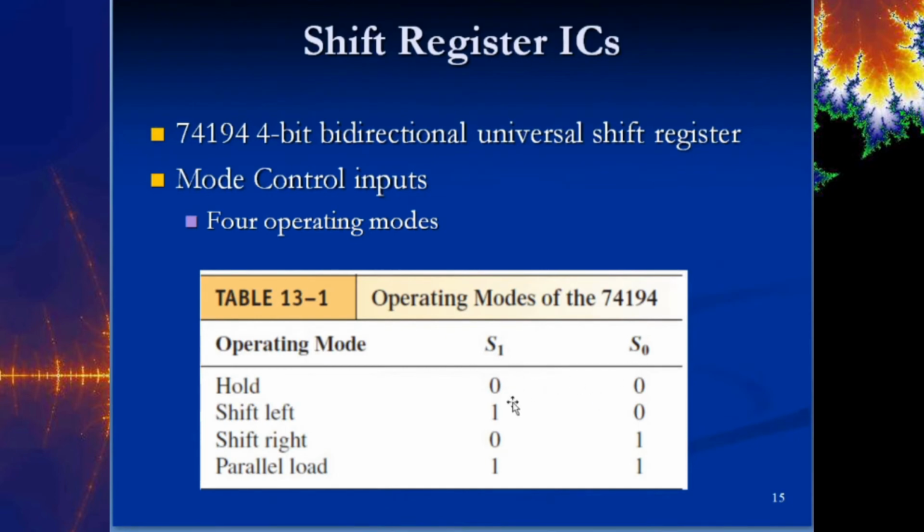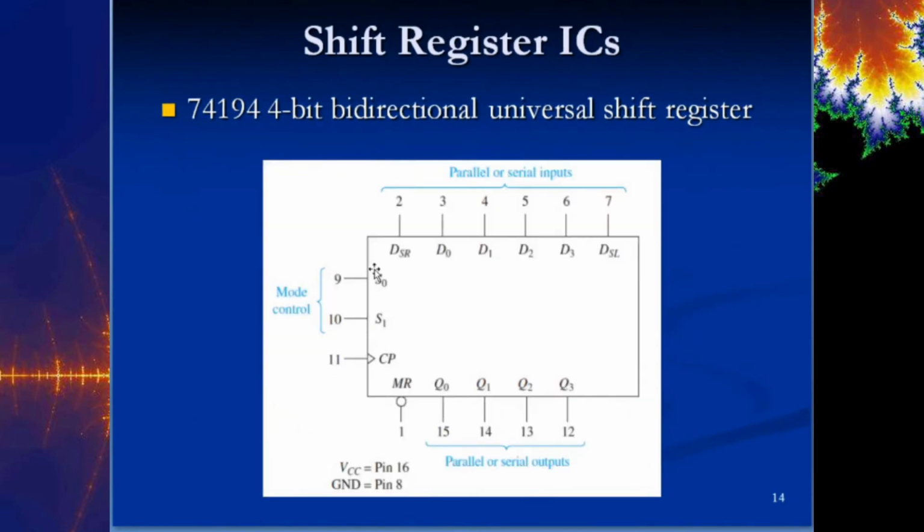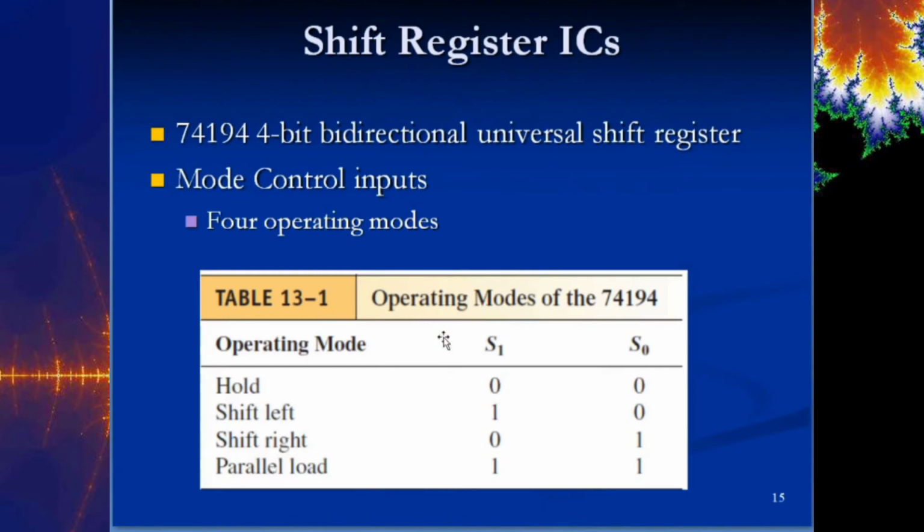Hold condition is hold, so whatever it's currently doing, I want to keep it that way. You can also change it in the middle of its operation. If you want to do a shift left, you put a 1, 0 on it. If you want to do a shift right, you do a 0, 1 on the inputs. And then if you wanted to parallel load, you would do a 1, 1.